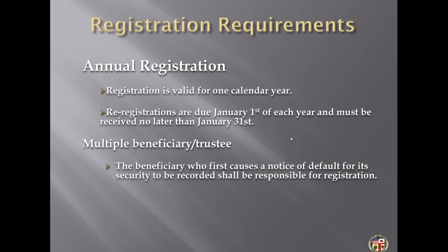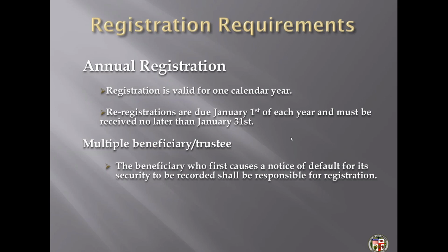Re-registrations are due every January 1st of each year and must be completed before January 31st. So if you registered your property, say this current year, 2017, and it remains subject to the ordinance in 2018, you are required to re-register that property come January 1st of 2018.